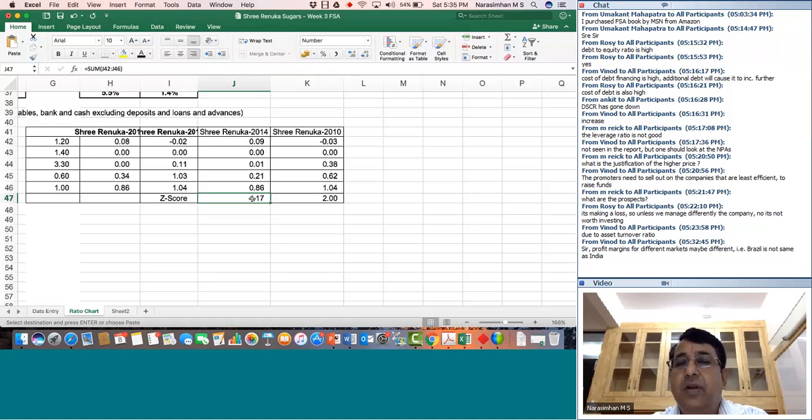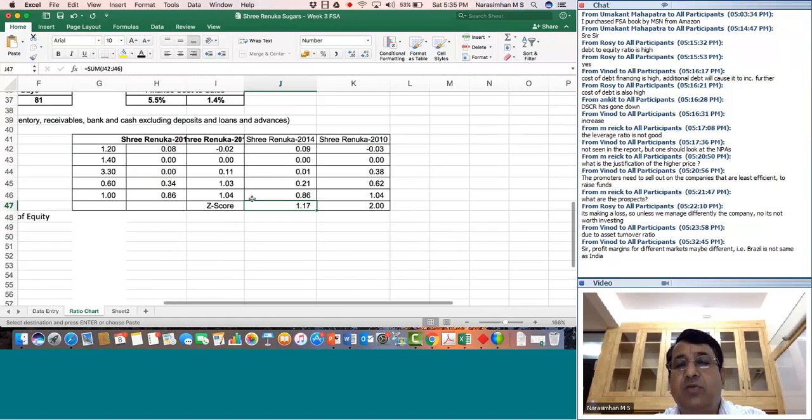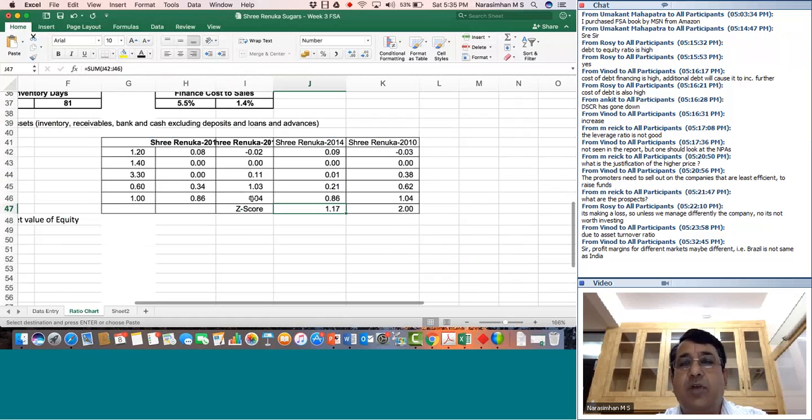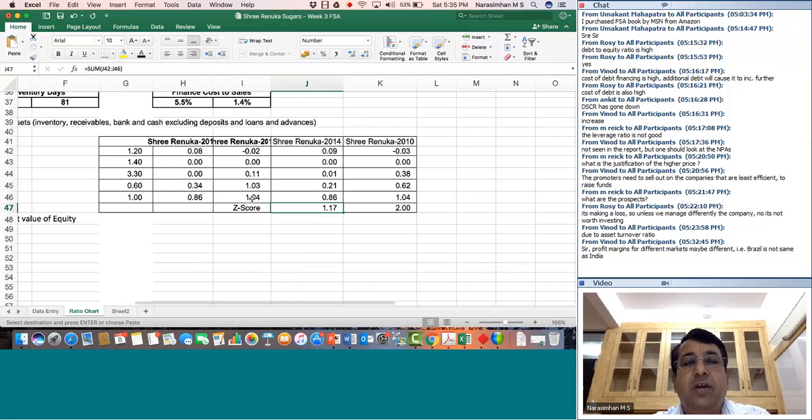Now, let me just find out what it says on that one. It's making a loss, so unless we manage differently, the company is not investing. Due to asset turnover ratio, profit margins for different markets may be different. Brazil is not the same as India. Yeah, okay, that's possible. We can measure that. What is the profit margin in these two countries?